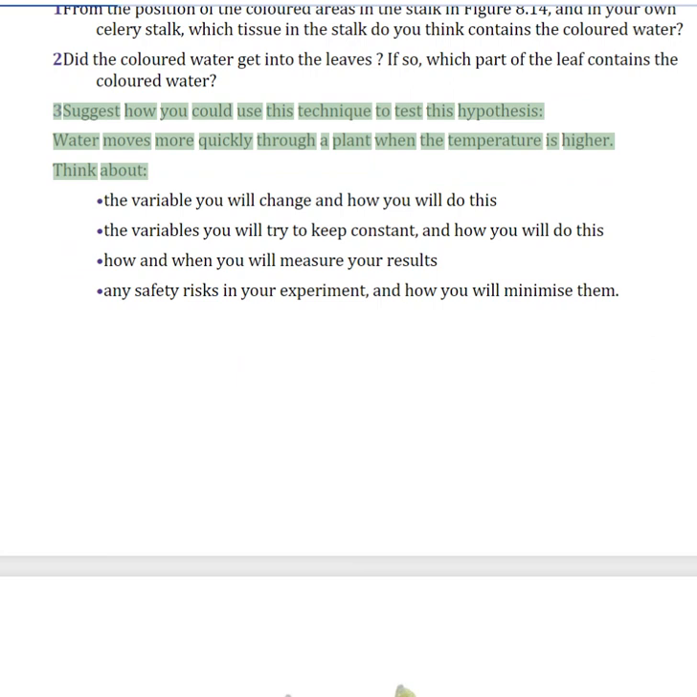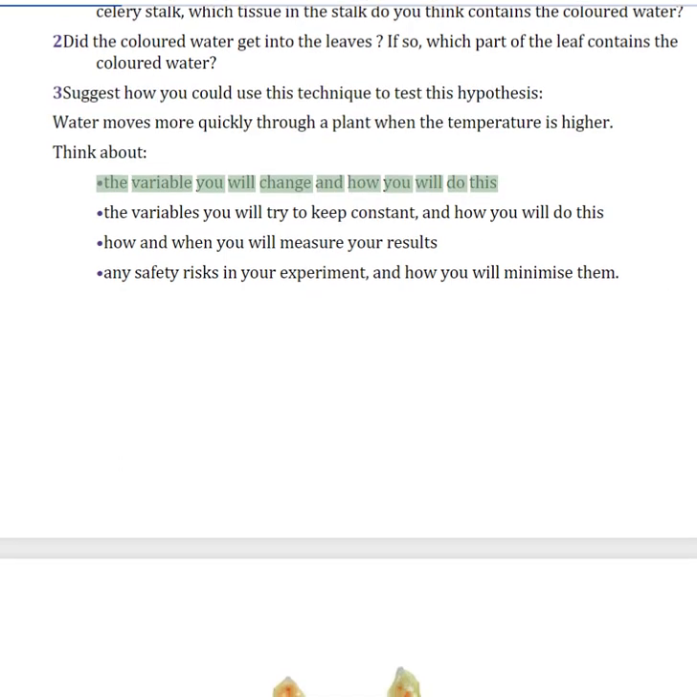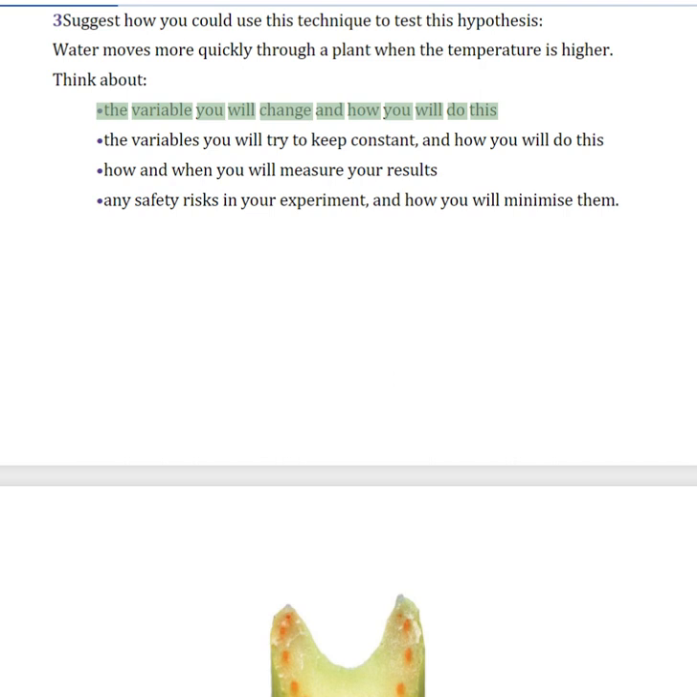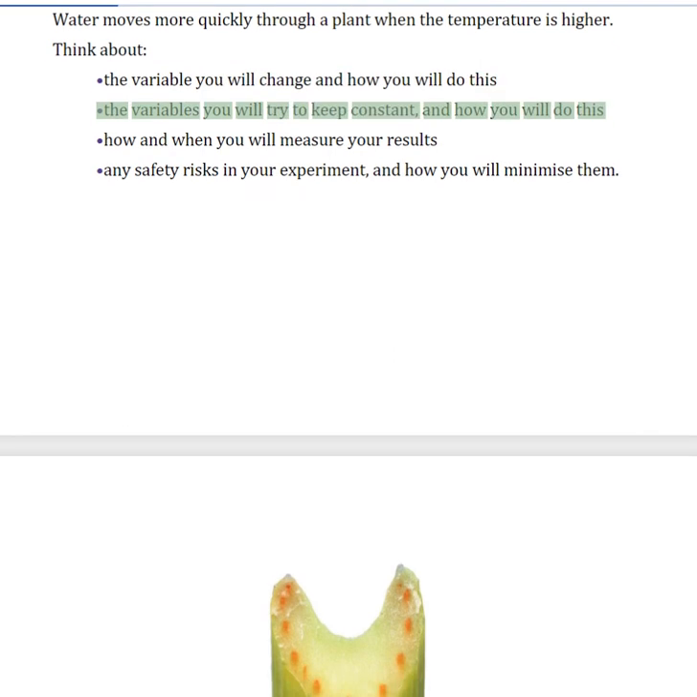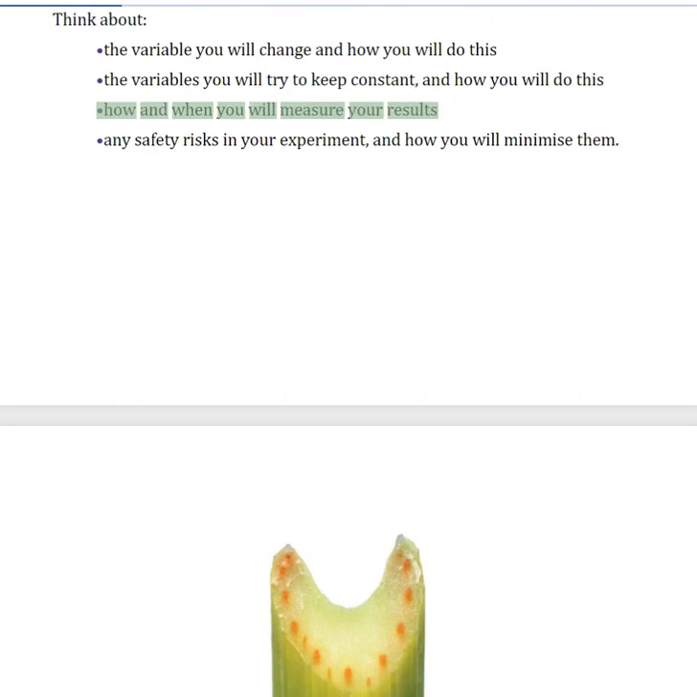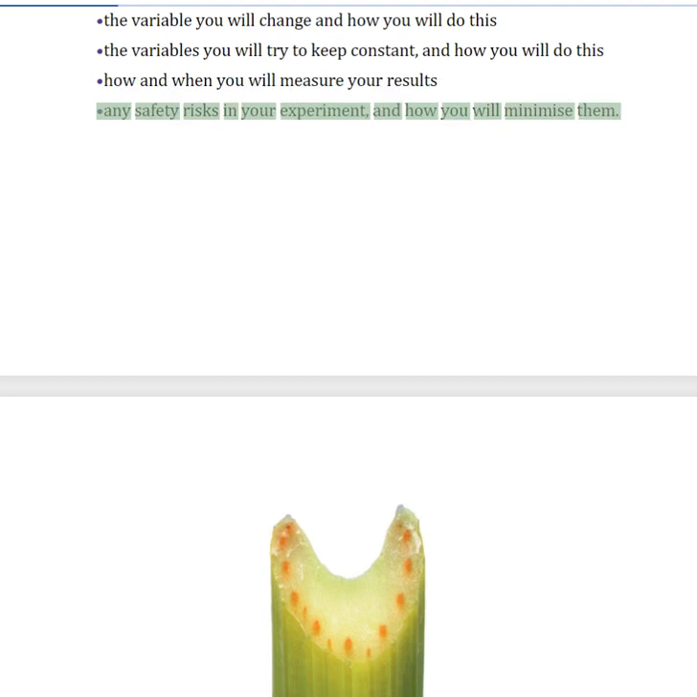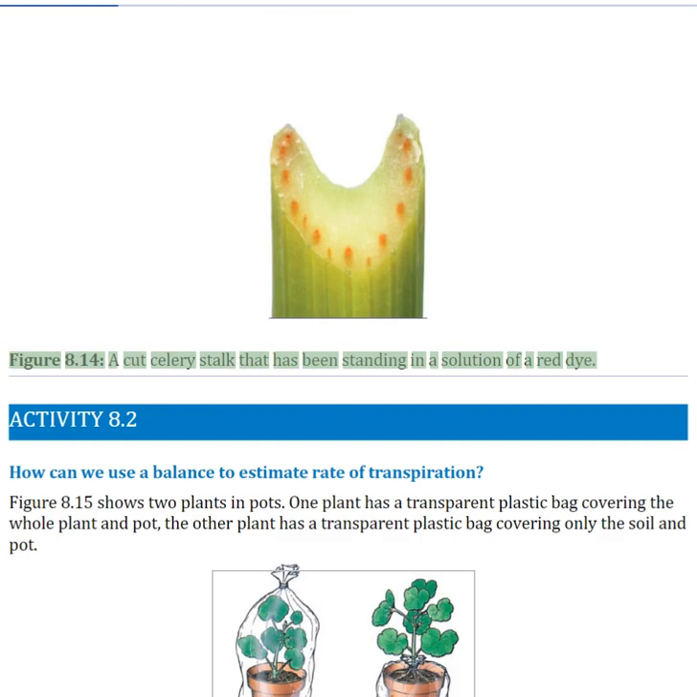3. Suggest how you could use this technique to test this hypothesis: water moves more quickly through a plant when the temperature is higher. Think about the variable you will change and how you will do this, the variables you will try to keep constant and how you will do this, how and when you will measure your results, and any safety risks in your experiment and how you will minimize them. Figure 8.14. A cut celery stalk that has been standing in a solution of a red dye.